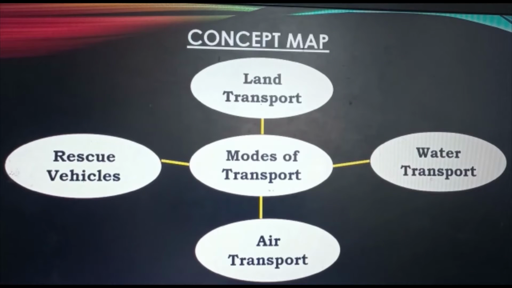Now comes the concept map, which actually comprises of everything we are going to cover during the chapter. So our basic, the one in the middle that you can see is the modes of transport. Then these are the transports that we're going to cover all along. The first one that we'll cover is land transport. Then we will cover water transport. Finally, we'll cover air transport.